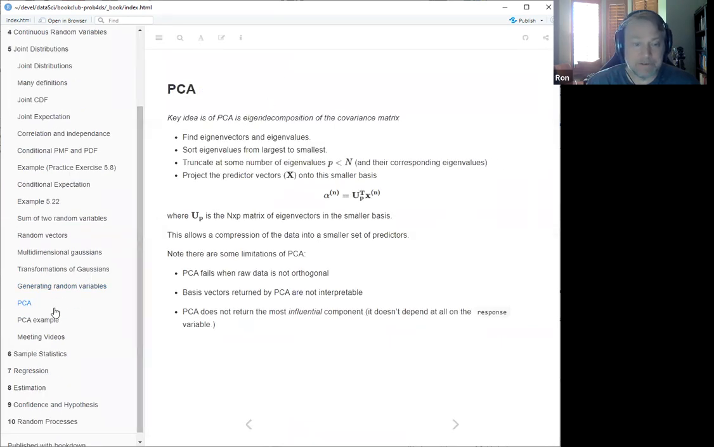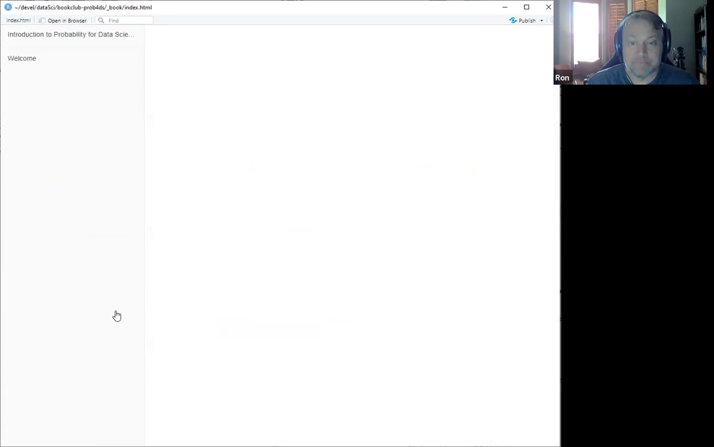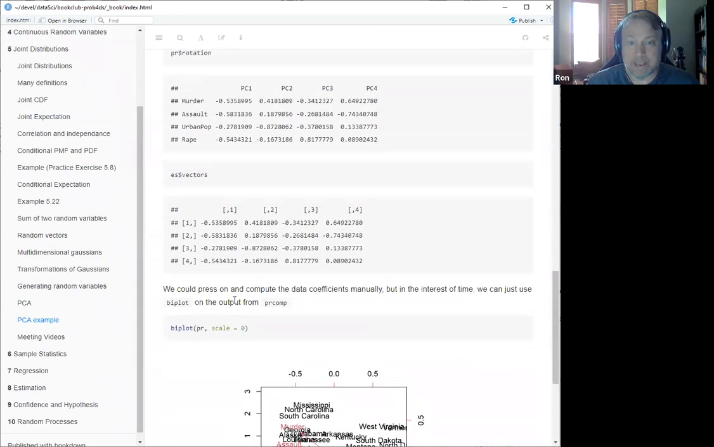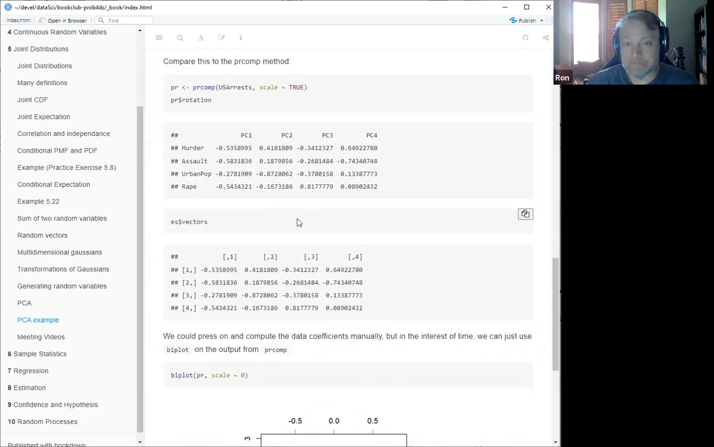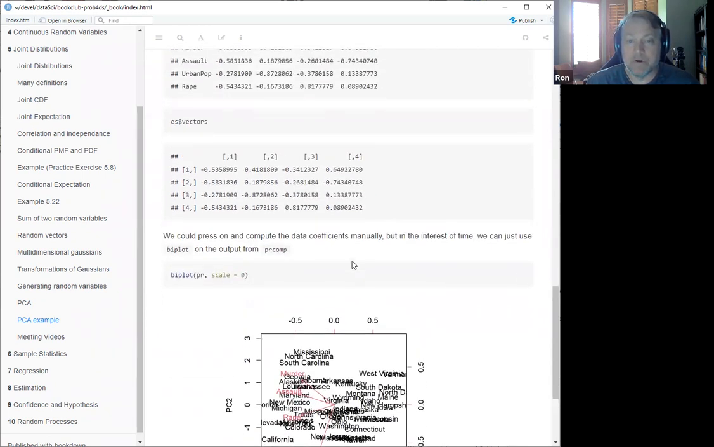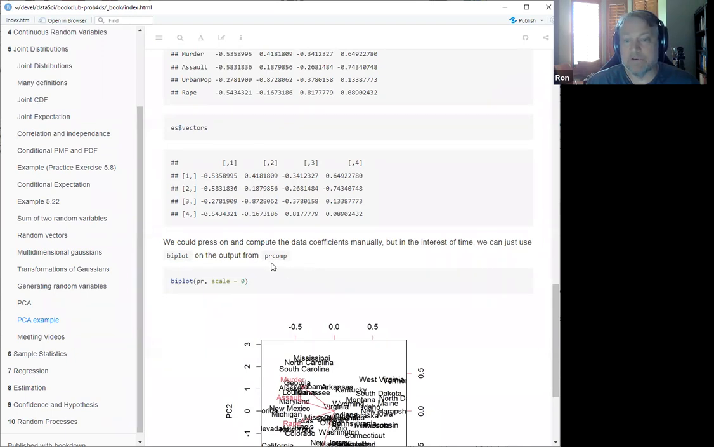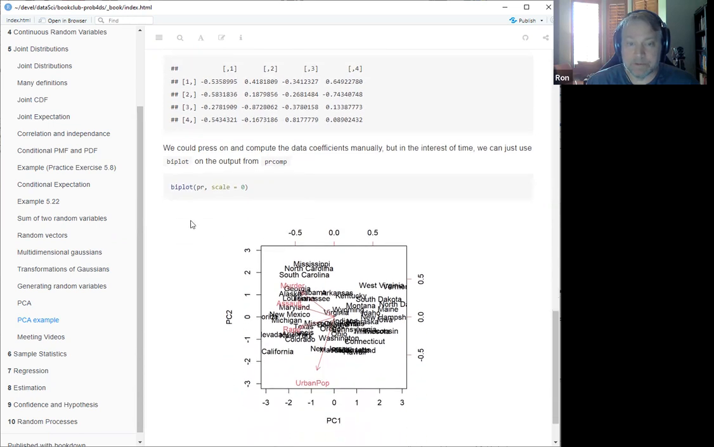PCA is eigen decomposition of the vectors. Okay, so there you go. PCA is in fact the eigen decomposition of the covariance matrix, because these are the eigenvectors of the covariance matrix, and this is the PCA from the built-in R function. Just for fun, we could go through and calculate the data coefficients manually, but in the interest of time, I'm just going to use this biplot built-in function, and this is from chapter 12 in Introduction to Statistical Learning.